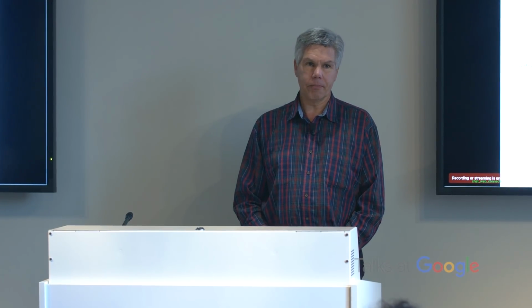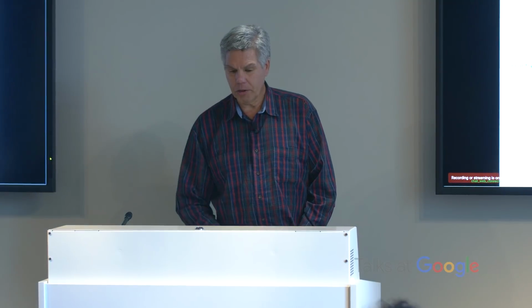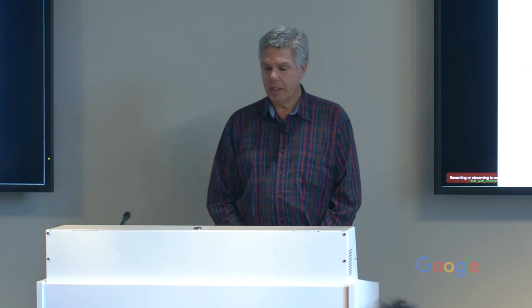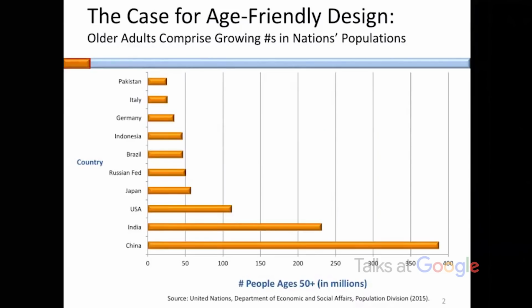Okay, so if we look at these top 10 countries, China has nearly 400 million people over the age of 50. India has about 230 million. The US is third. Japan is fourth and coming up fast. It's got the most rapidly growing percentage of people over 50.